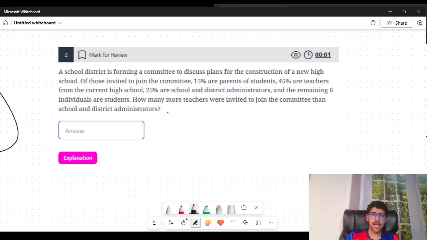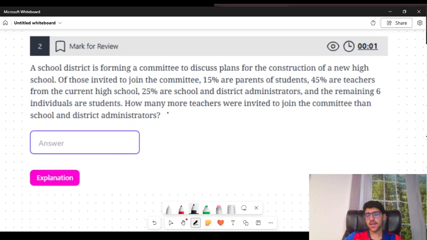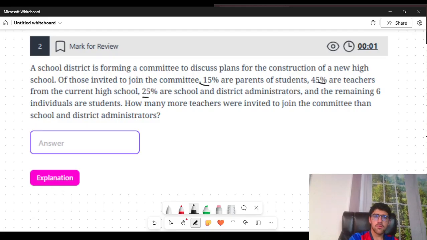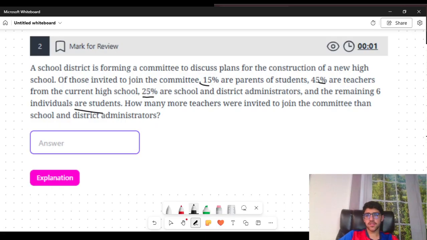This one tells us that a school district is forming a committee to discuss plans for the construction of a new high school. Of those invited to join the committee, 15% are parents, 45% are teachers from the current high school, 25% are school and district administrators, and the remaining 6 are individual students. How many more teachers were invited to join the committee than school and district administrators?